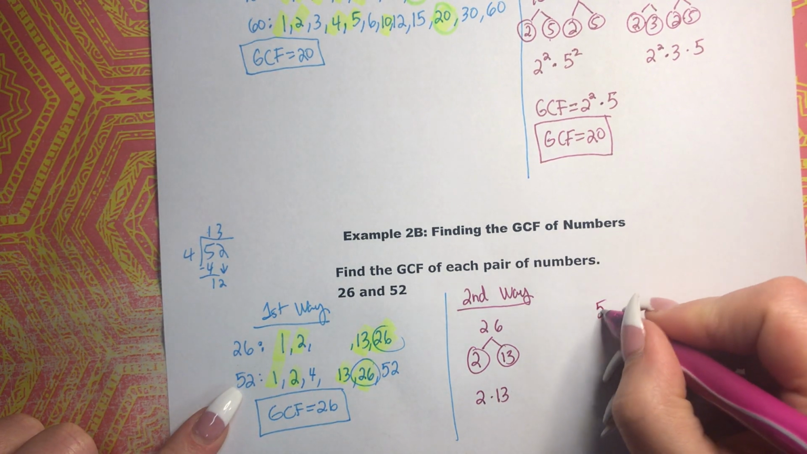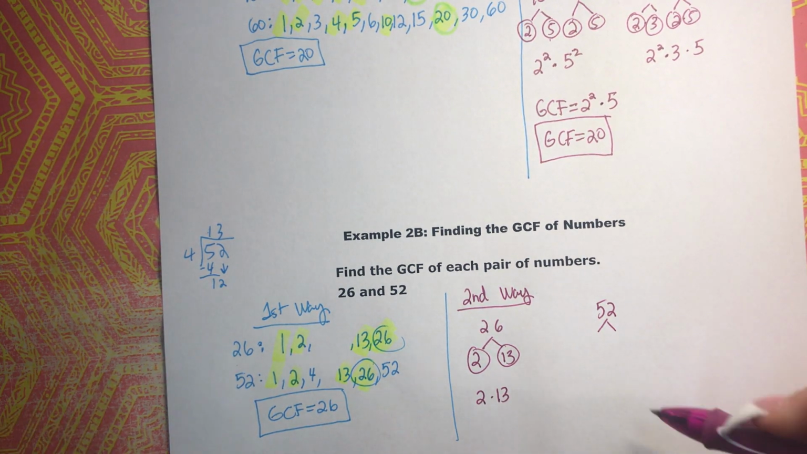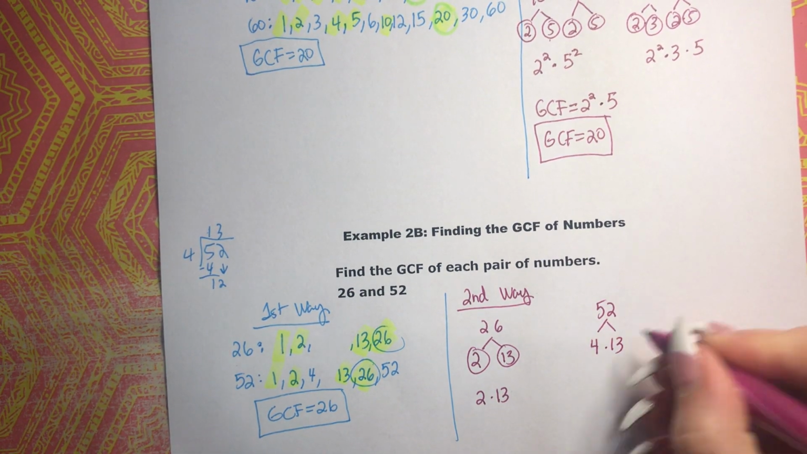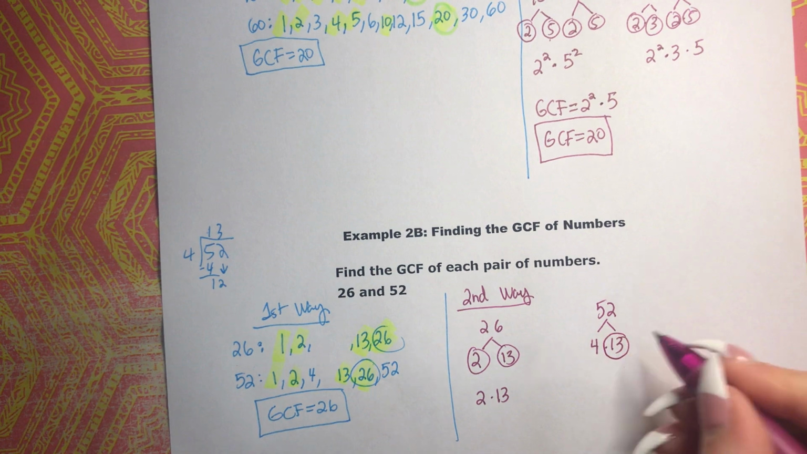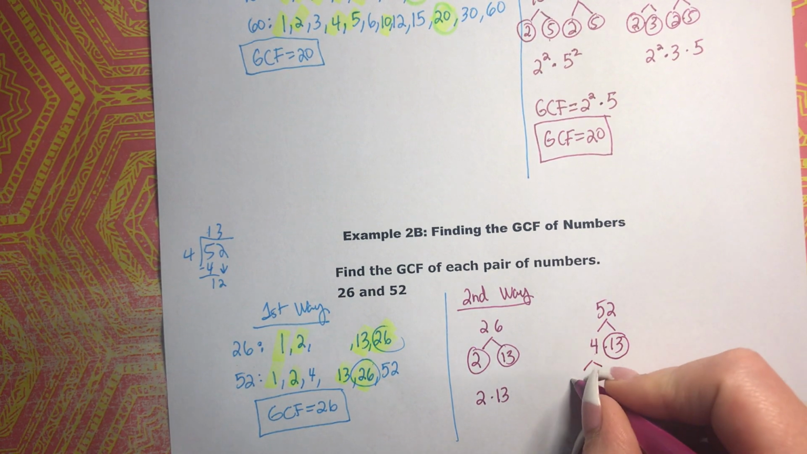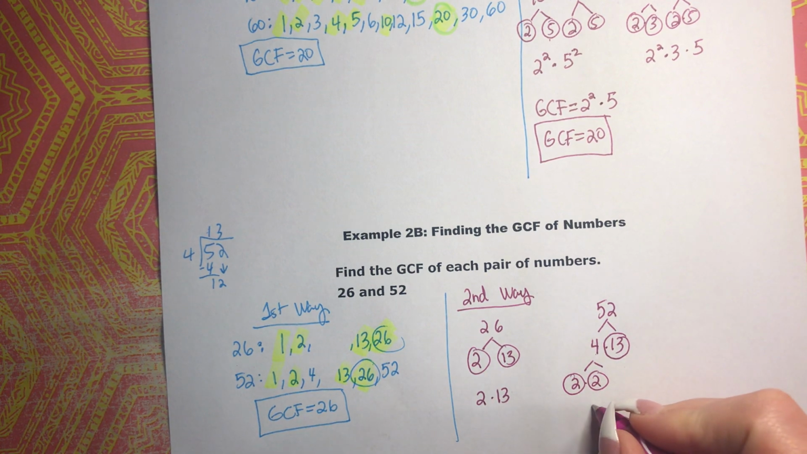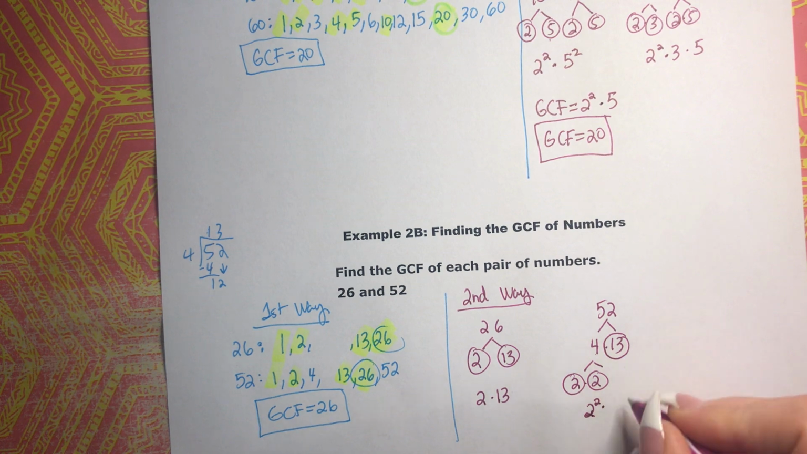Let's go 52. I think I'm going to go with 4 times 13. And 13 is prime. But 4 can be broken down into 2 times 2. So prime, prime, prime. So 52 is the same thing as 2 squared times 13.